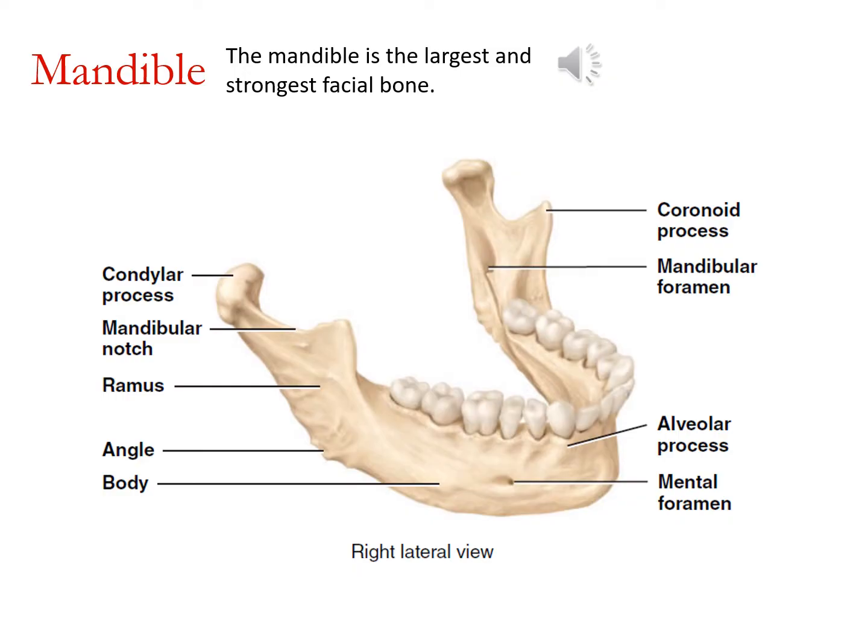So it has these particular structures: condylar process, the mandibular notch, the ramus or the body, the angle of the mandible, the body of the mandible, and then we also have the coronoid process over here, and this one, coronoid process, and the mandibular foramen.